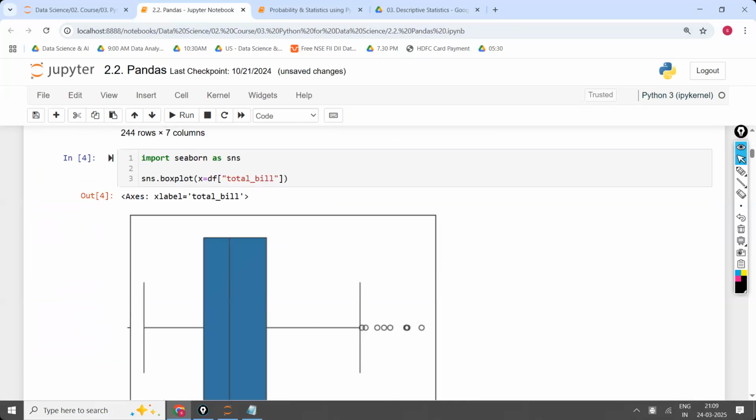How many are there? That only I told you now. Don't count. How many are there? Don't count on the box plot.